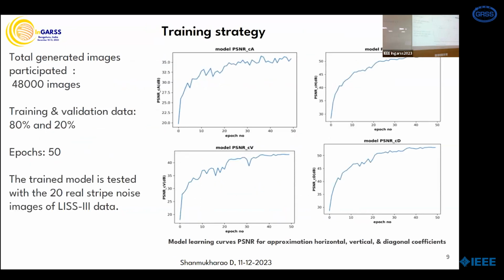And then this is the training strategy. I have taken almost 48,000 images, each around 500 by 500, with 80% for training and 20% for validation. The number of epochs I have taken is 50.